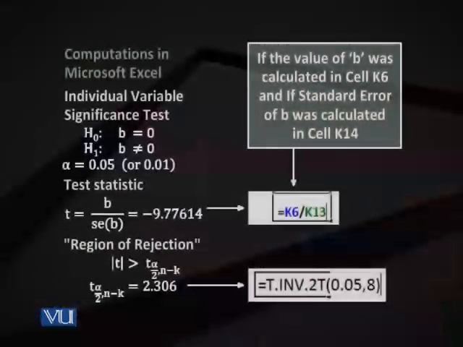That is, you know what is the level of significance, and we use the usual T statistic as B over standard error of B, which we have already computed. This gives you a value of minus 9.77614, which is computed as K6 by K13. Again, K6 and K13 are the references of the cells in which we have already computed the value of B and the value of standard error of B. So you can use these references to use the values of B and standard error of B to compute the T statistic, which gives you minus 9.77.